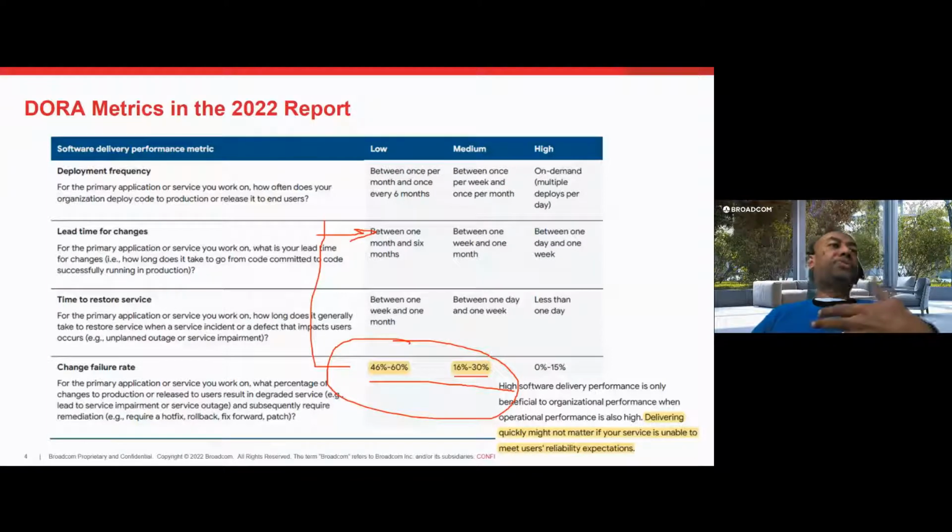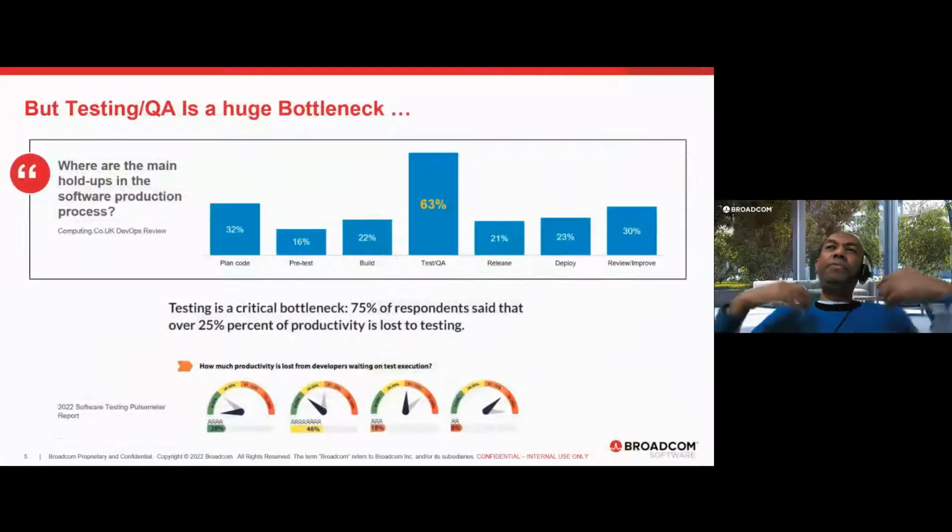So as customers try to accelerate, they face significant challenges from a QA and a testing perspective, right? And we've done multiple surveys, and surveys after surveys have indicated that in the whole DevOps process, testing and QA is a huge bottleneck, right? One of these surveys tells us that 63% of our customers perceive that testing and QA is a big bottleneck. And then as much as 25% of the productivity is lost. And this comes from a very recent software testing pulse meter report, right?